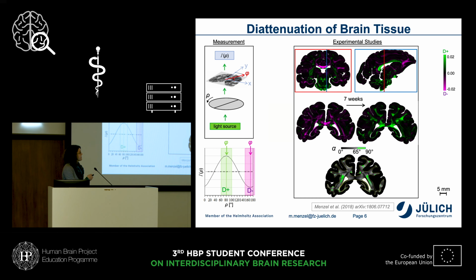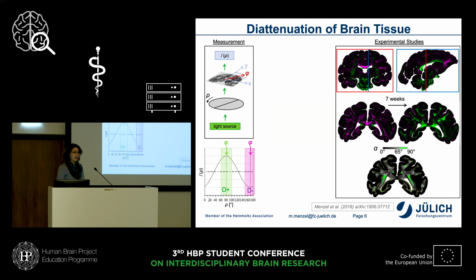And here you see now the diattenuation for a coronal and a sagittal section of a vervet monkey brain. And here the corpus callosum, for example, shows the D- effect in the coronal section, and here in the sagittal section it shows the D+ effect. So this effect actually depends on the inclination of the fibers. And we also observe when we embed our brain sections and then wait for a longer time, we see that more regions show the D+ effect. And this I could also explain with the simulations.